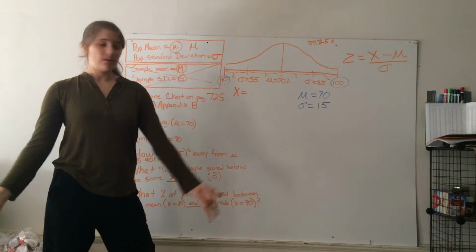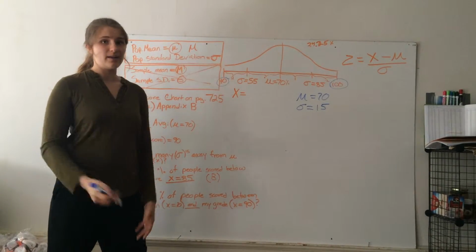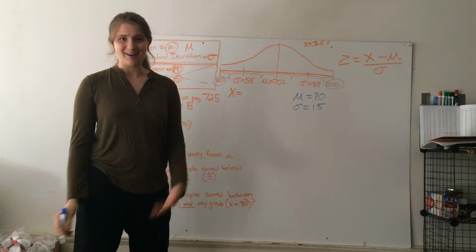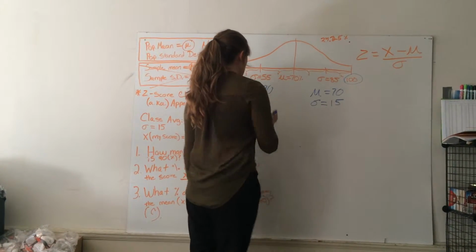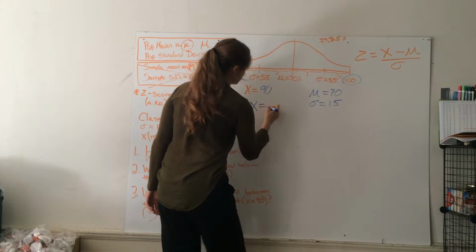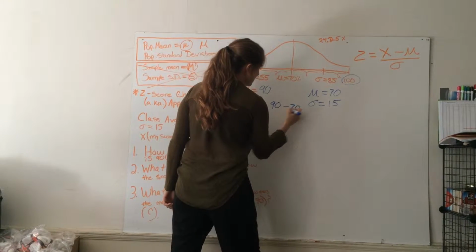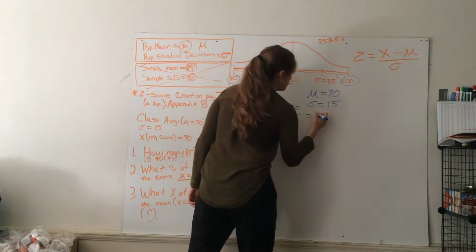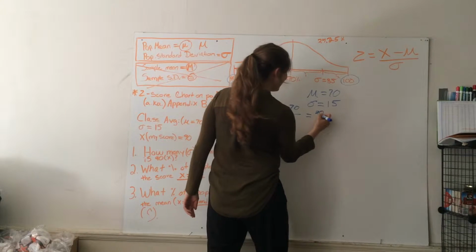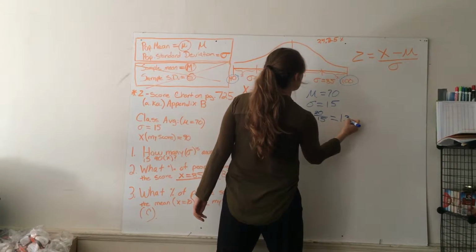So the first question that I'm going to be going over is how many standard deviations away from the mean is a 90? Let's say that I scored the 90. So x is equal to 90, and using the equation right there, I get to fill in the blanks. So 90 minus mu, which is 70, over standard deviation, which is 15, is equal to 20 over 15, which roughly goes to 1.33.